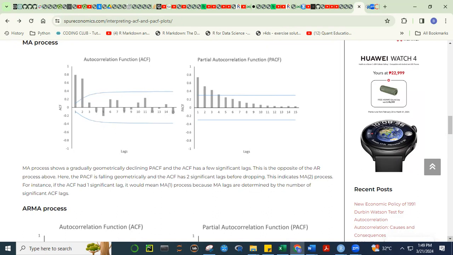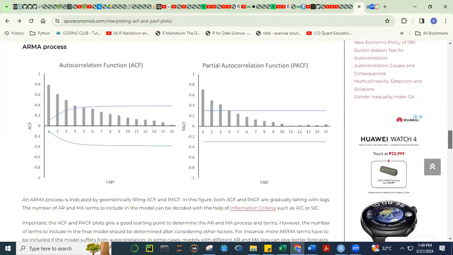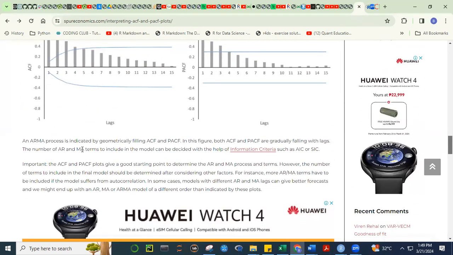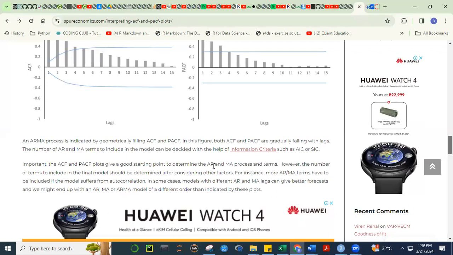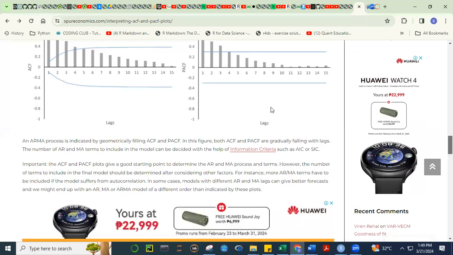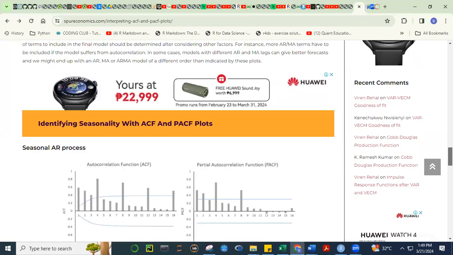On the other hand, for an ARMA process, look at this, class. Both are geometrically declining. An ARMA process is indicated by a geometrically declining ACF and PACF. Now, of course, class, these are just guides.